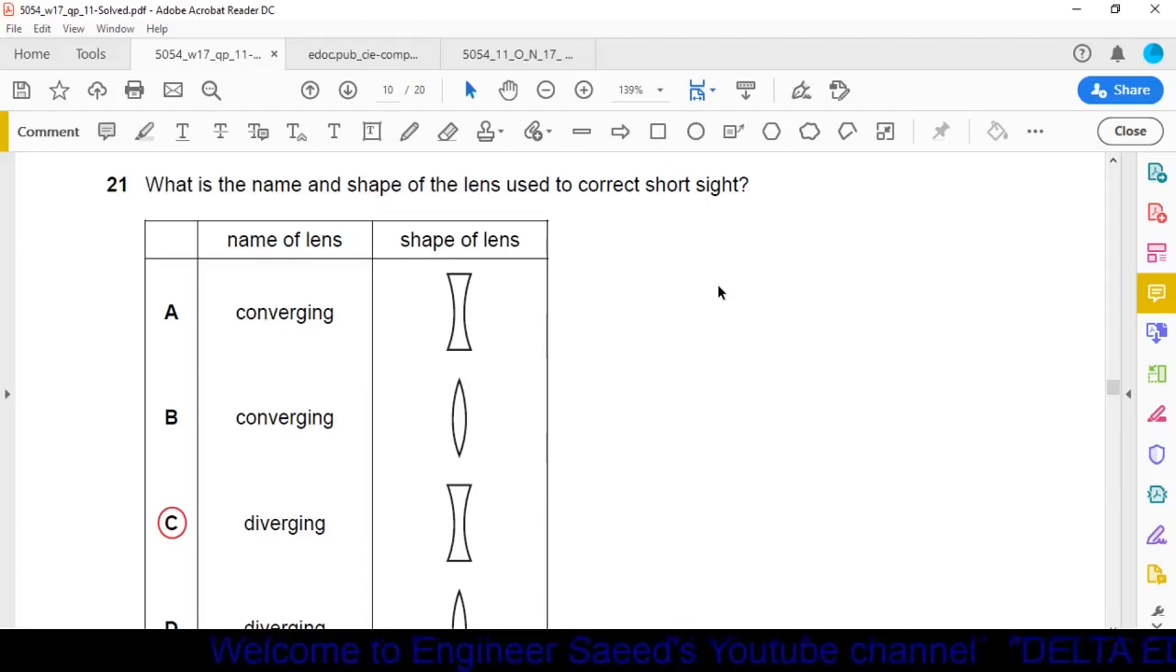What is the name and shape of the lens used to correct short sight? Here shapes and names of the lens are given, and we have four options A, B, C and D. Option A says converging lens. It is not a converging lens, it is a diverging or concave lens. Option B, converging. Yes, it is a converging or convex lens, but it is not used for short sight. It is used for long sight.